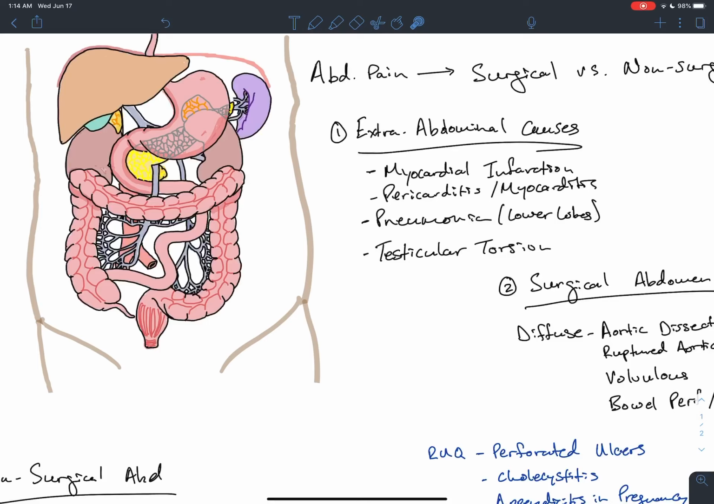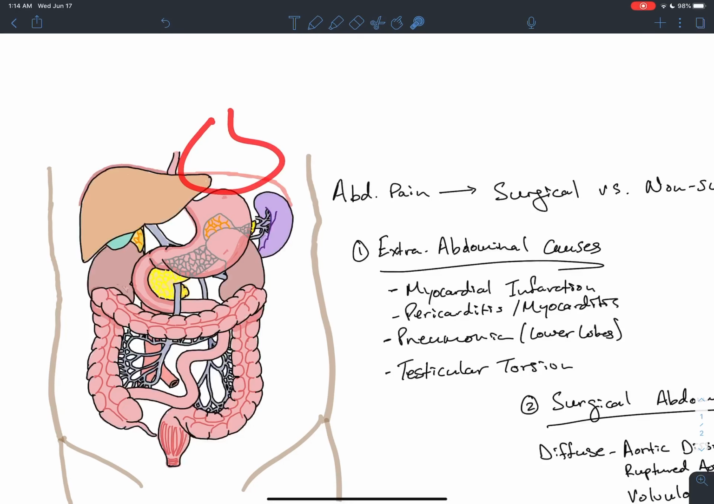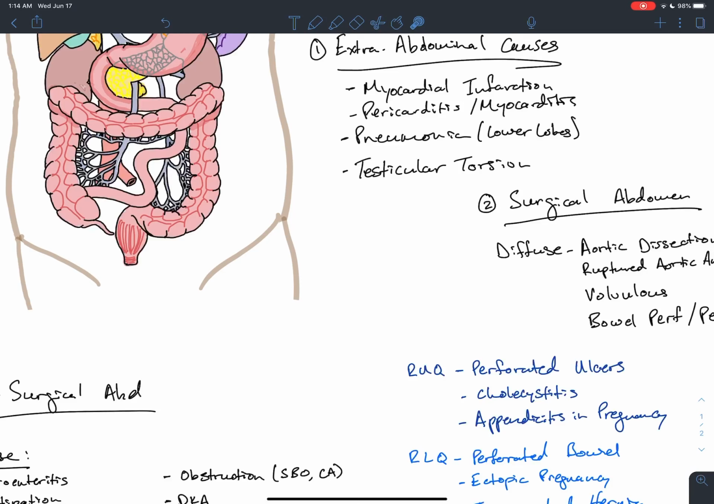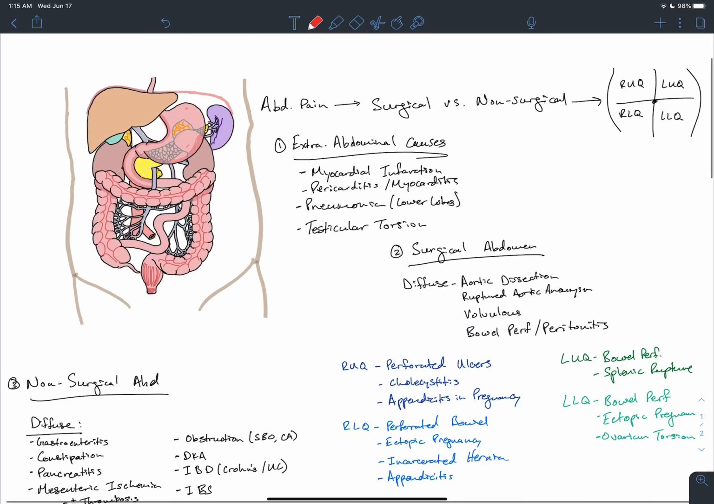And we will talk about each of these more or less in future videos, but this is just a general overview. So we have things like your heart that's going to cause extra-abdominal pain, you have your lungs, and then we talked about the scrotum or the testicles. So those are extra-abdominal causes. So let's go into breaking it up into surgical versus non-surgical.